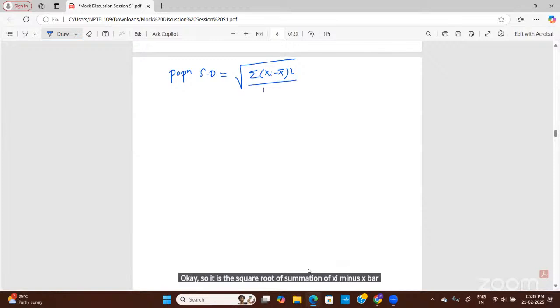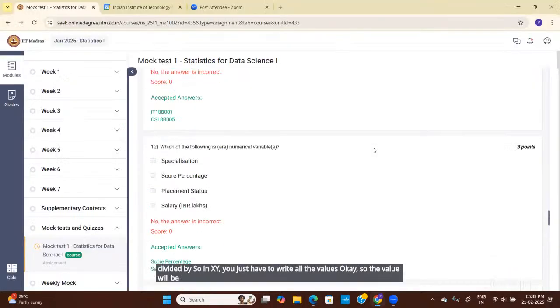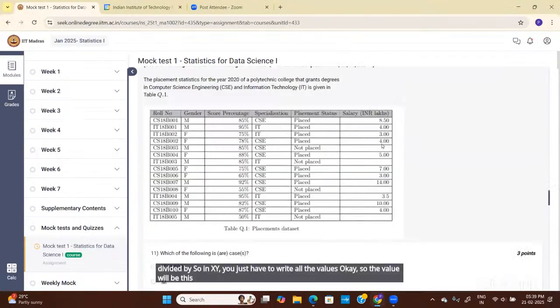Okay, so it is the square root of summation of (xi minus x bar) whole square divided by capital N, right? So in xi, you just have to write all the values. Okay, so the values will be this. You have to find for the salary. So 8.5, 4, 3, 4, then 5, 7, 3, 14, 3.5, 10, and 4.